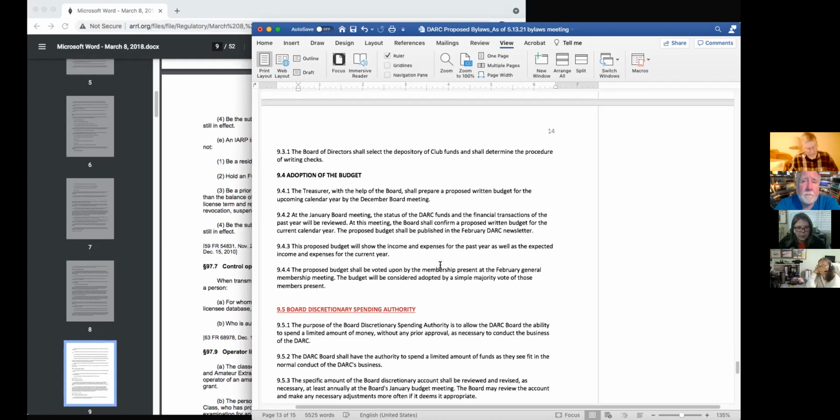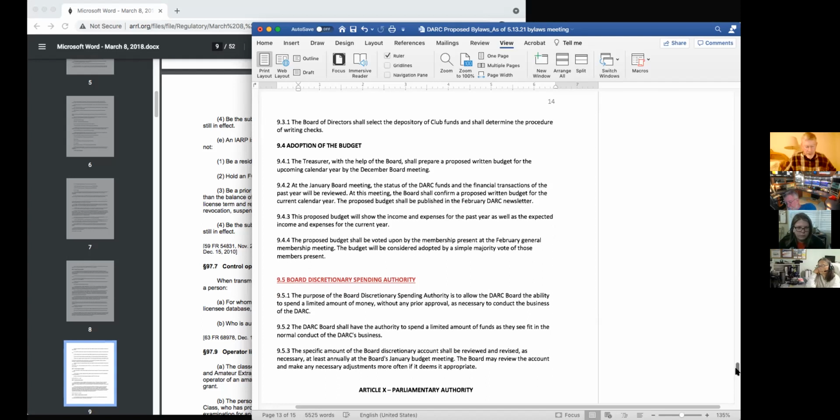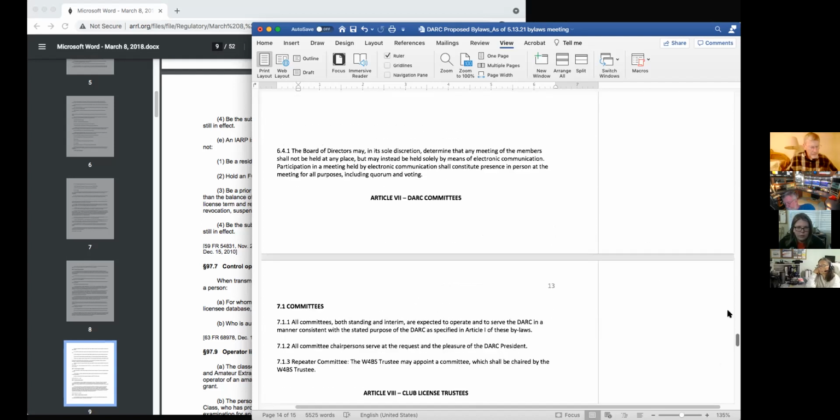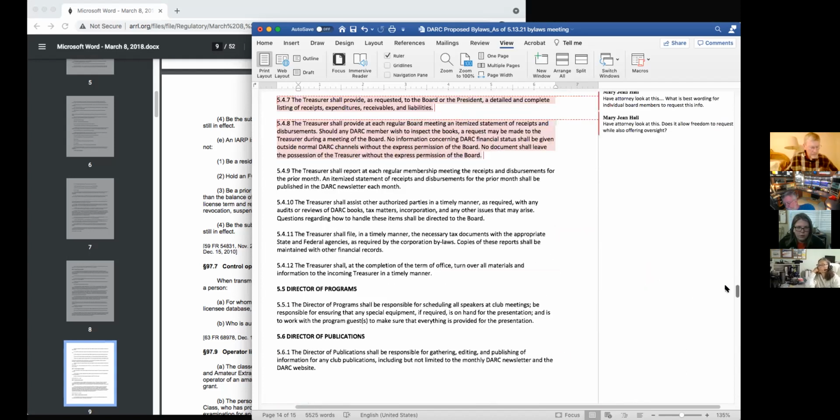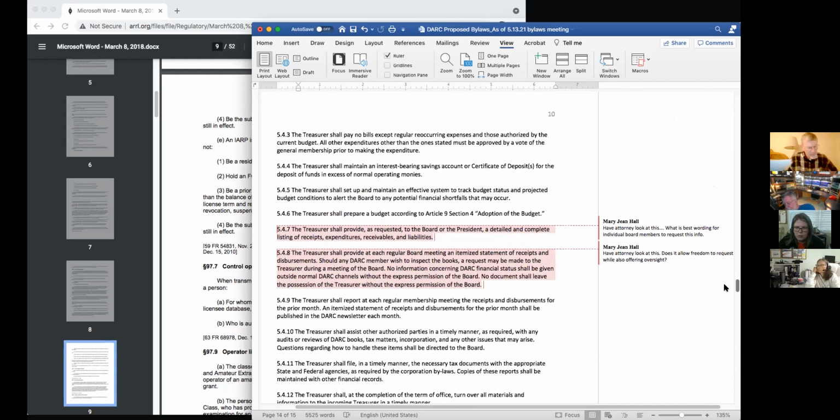9.4.3, this proposed budget will show the income and expenses for the past year, as well as the expected income and expenses for the current year. I have a note, should it be after 5.4.6? Should it be in that 5.4.6?